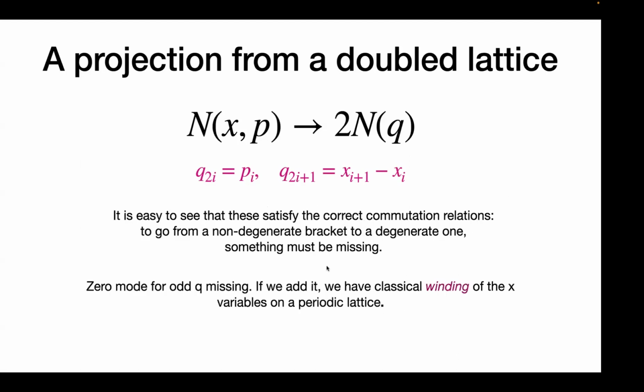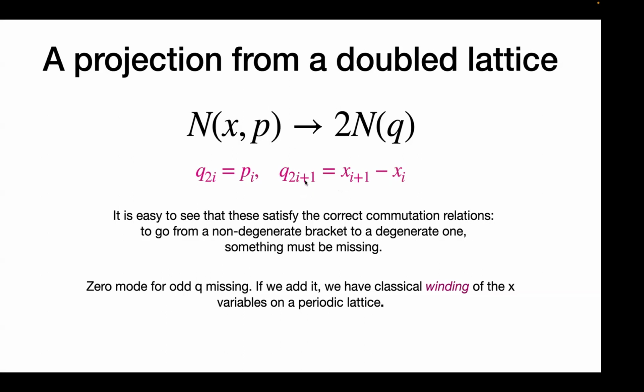So the zero mode for dot q is missing. And then what I'm going to do now is tell you that the Poisson bracket of the staggered bosons is built by adding a new variable, which is central and will correspond to the sum of the Q2I being odd on a periodic lattice being non-trivial.